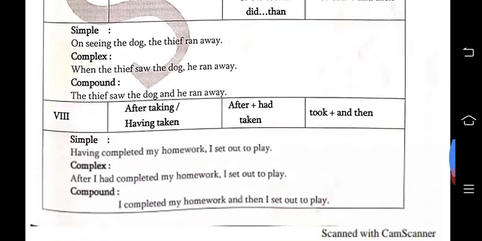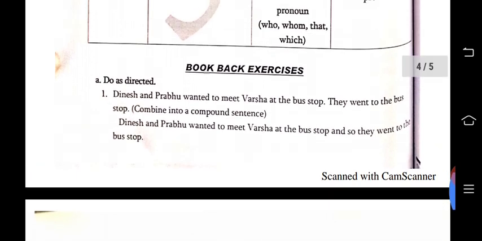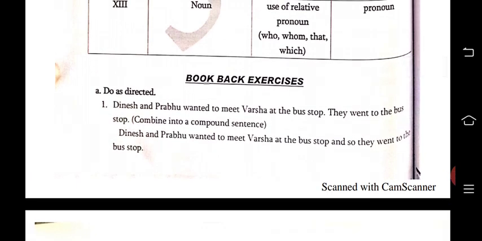Reason. Okay, so Dinesh and Prabhu wanted to meet Varsha at the bus stop. They went to the bus stop. That means what? Dinesh and Prabhu want to meet Varsha. So that is the reason. For that reason only they went to the bus stop. So it comes under reason.